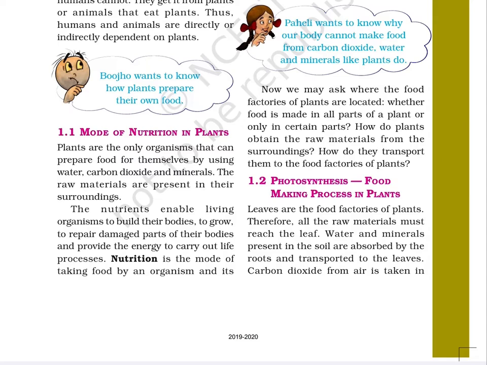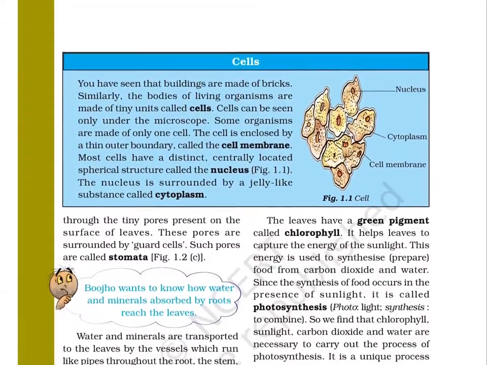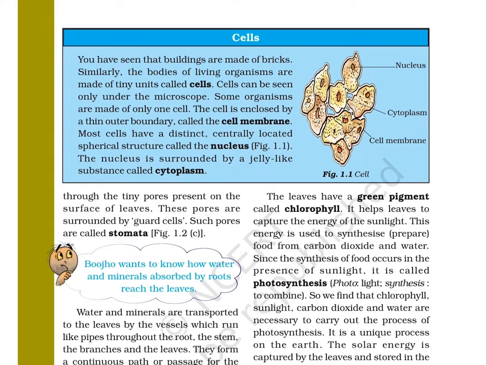1.2 Photosynthesis, food making process in plants. Leaves are the food factories of plants. Therefore, all the raw material must reach the leaf. Water and minerals present in the soil are absorbed by the roots and transported to the leaves. Carbon dioxide from air is taken in through the tiny pores present on the surface of leaves.